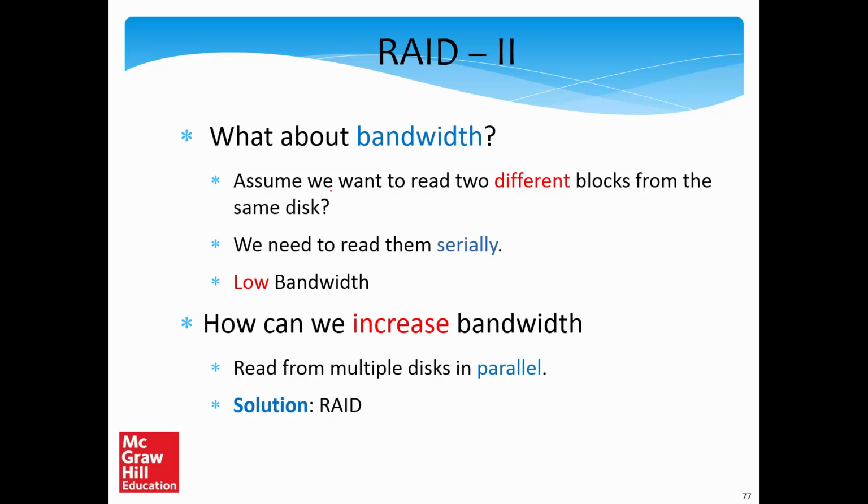In addition, a RAID system also increases the total bandwidth. So what happens in a current system? In a current system, if you want to read two different blocks from the same disk, we need to read them serially, which means one after the other. This is low bandwidth. We can increase the bandwidth if we can read from multiple disks in parallel. So we'll see how to do it, which is by using RAID.